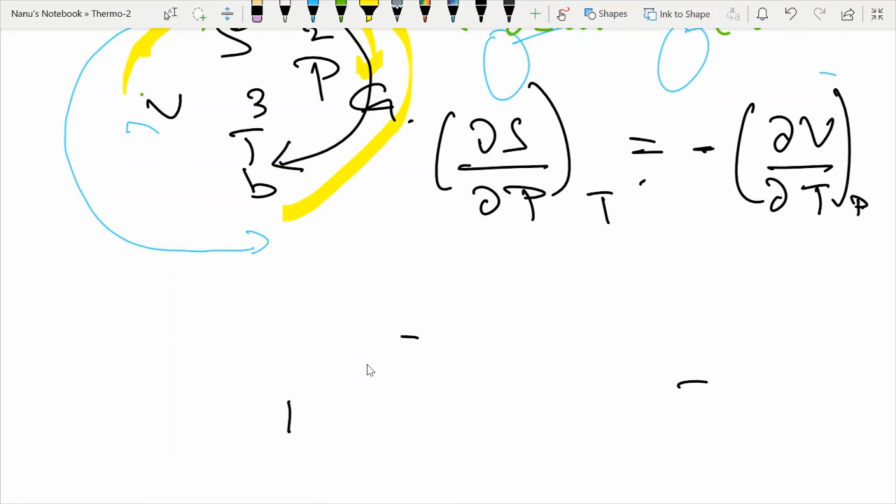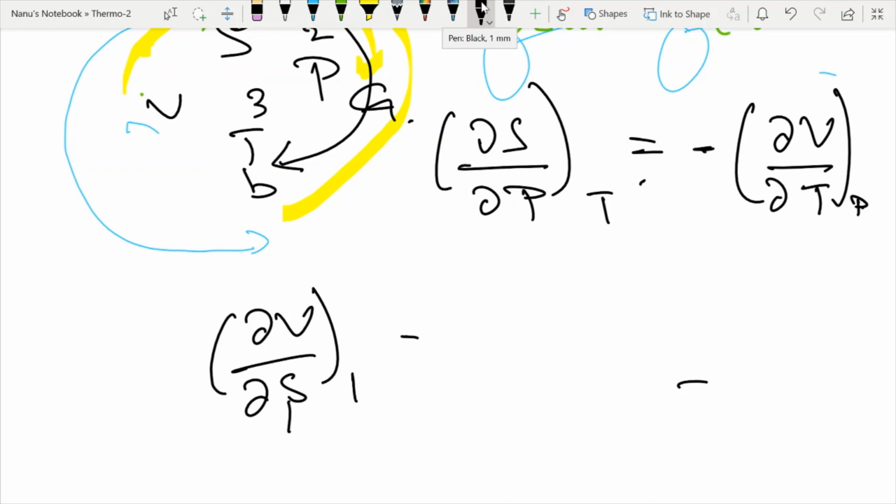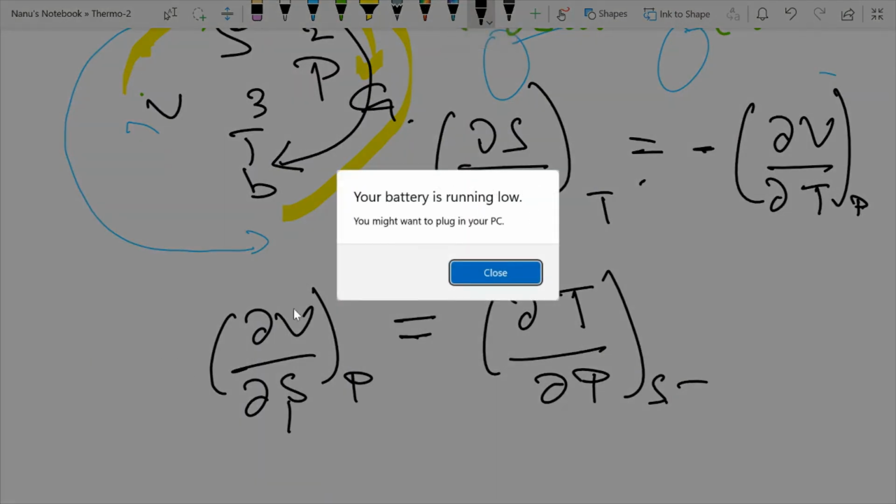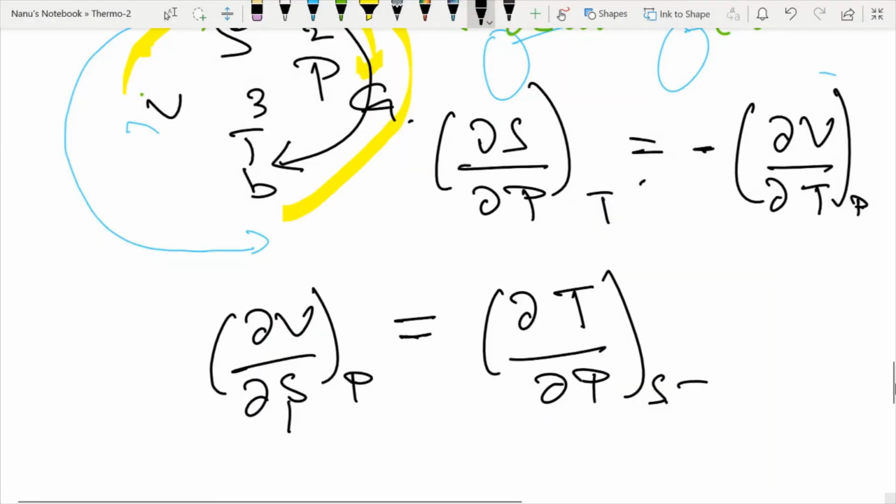Okay, so it's very easy, but you need to practice because without practice nothing happens. So first parameter on top, second parameter on bottom, third parameter will be the constant, equals to your first parameter on top, second parameter on bottom, third parameter will be the constant. Okay, so these are the final Maxwell's equations. My battery is low, but using that we have covered all the thermodynamic relations and all the Maxwell's relations, and I have told you the tricks also on how to do it.